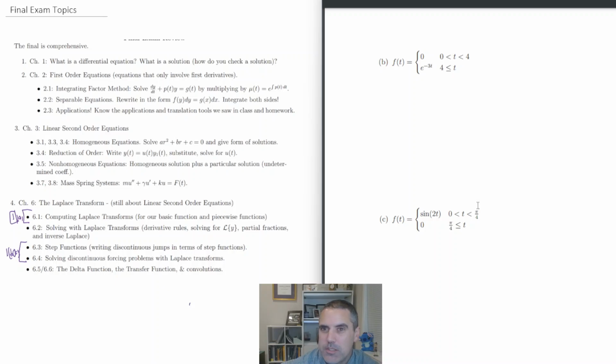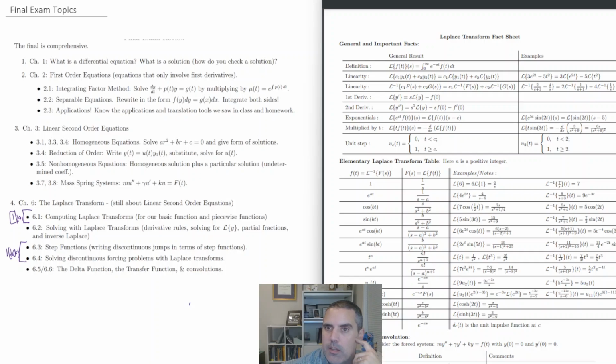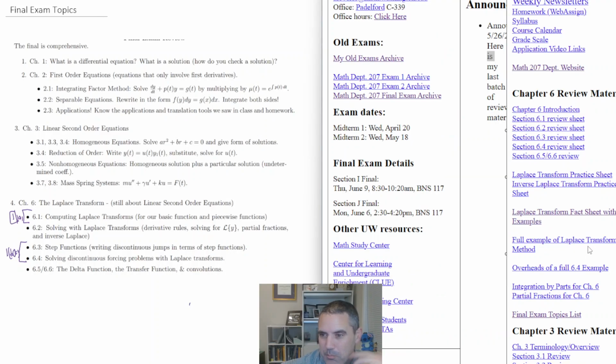You should have a step one, step two in your head. Okay, I'm going to rewrite it as a step function. Then I'm going to do the Laplace transform. You can search around, but the best thing would be just to ask your instructor. I have several examples here where I go through and do that. Laplace transform practice sheet.